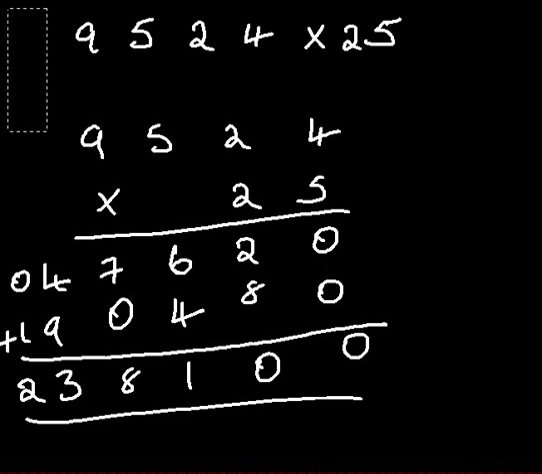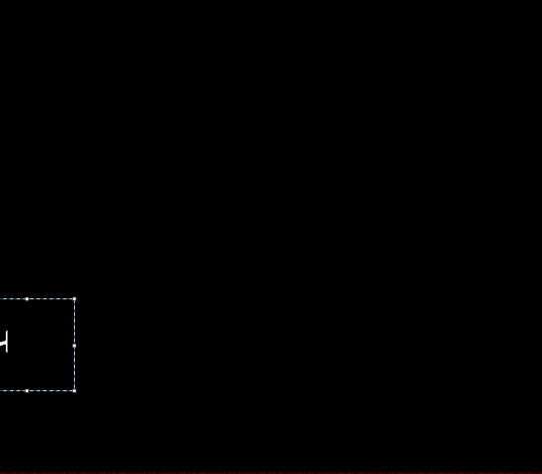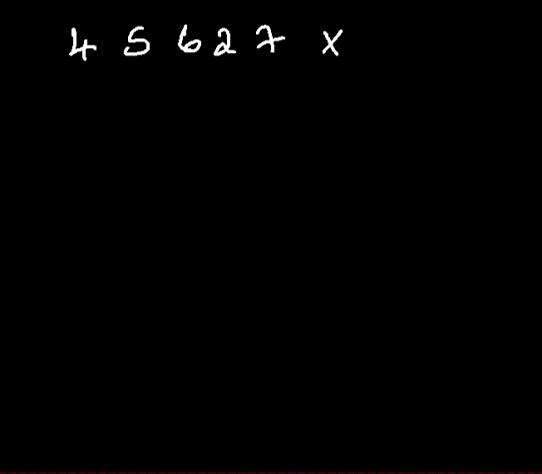And also, how do you think we can have this as well? How do you think we can have the multiplication of these numbers? Let's say we have 4, 5, 6, 2, 7 times, let's say, 96. How do you think we can multiply those two numbers? In this case, this is the same as having 4, 5, 6, 2, 7 times 96.